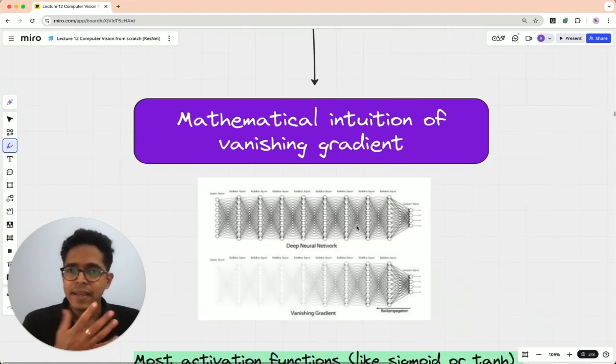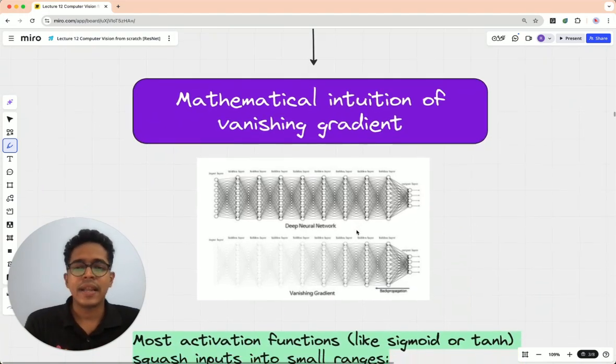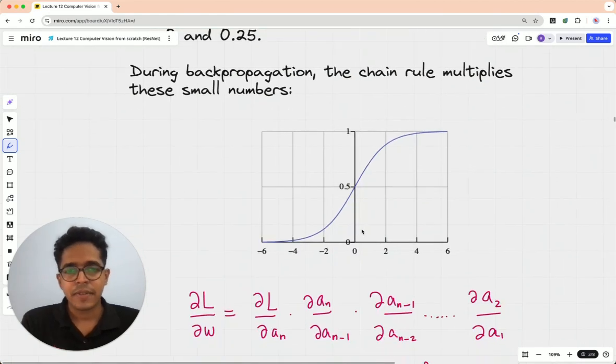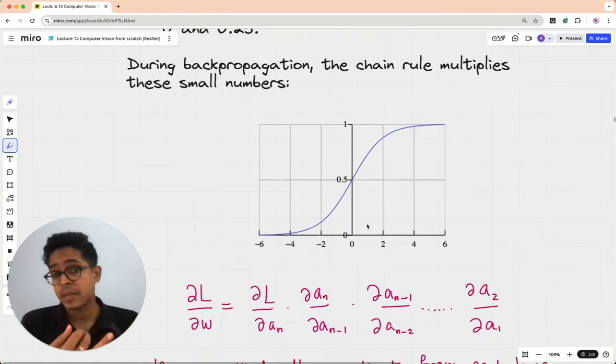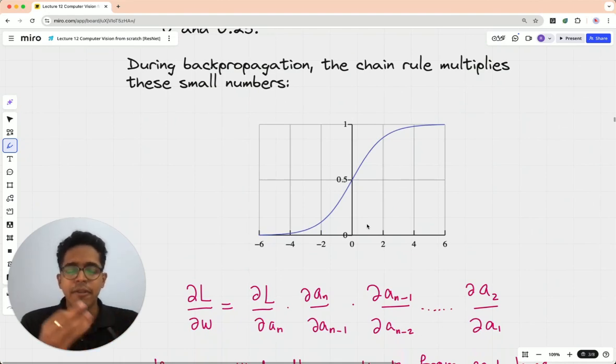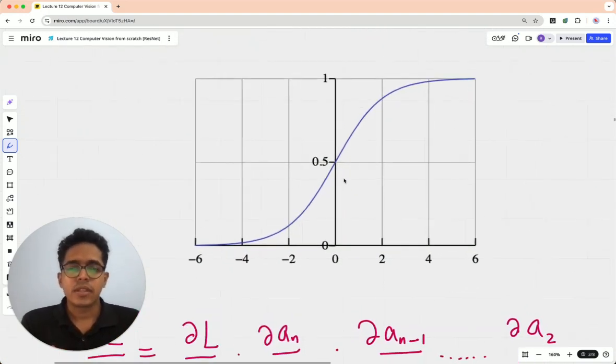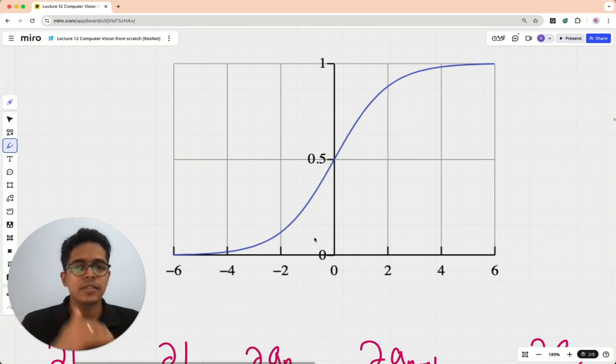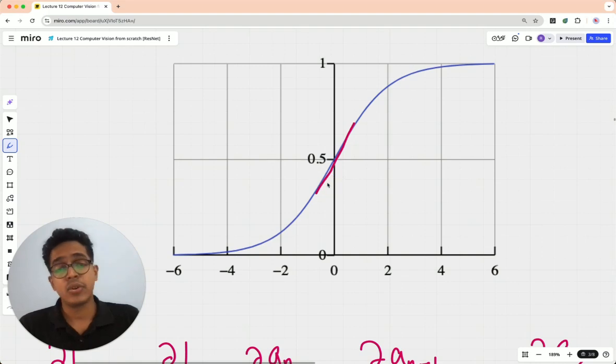So the mathematical reason why this vanishing gradient happens is, think about the kind of activation functions that we use. We have tanh, we have sigmoid, sometimes we have ReLU. But if we are using sigmoid or tanh in between layers, look at the slope of sigmoid. This is the plot of sigmoid. The x-axis runs from -infinity to infinity, the y-axis from 0 to 1. The maximum value of the slope of sigmoid is 0.25, and that occurs at x equal to 0.